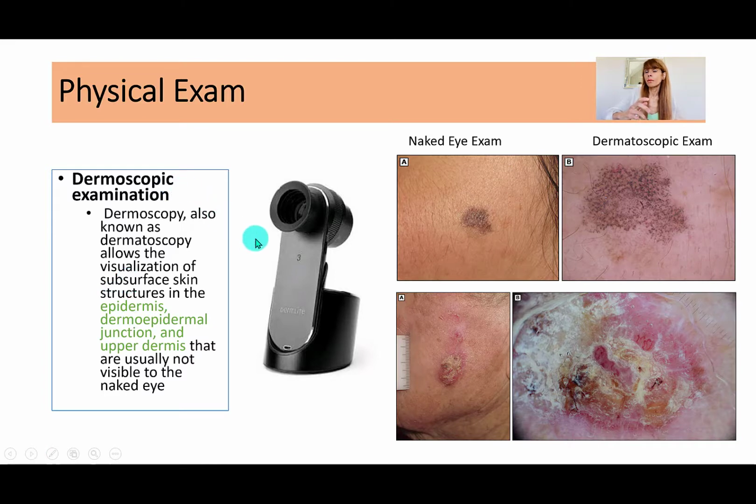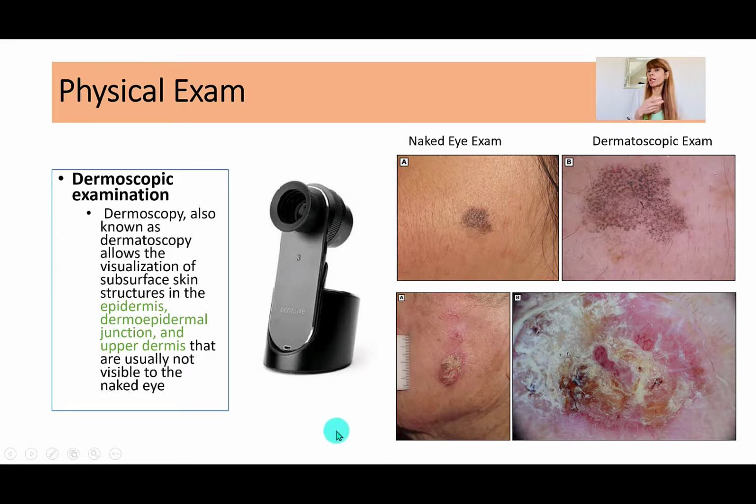So dermoscopic exam or dermatoscopic exam is basically where you use a dermatoscope. That basically magnifies the lesion and you are able to look at the lesion in more detail. Here you can see a nevus, which is basically a hyperpigmented lesion on the skin that under naked eye exam is not necessarily that obvious, but when you look under the dermatoscope, it is very clear what type of lesion it is. And then there is another lesion which is a small ulcer, and under the dermatoscope, you can look at all the characteristic features of the ulcer.